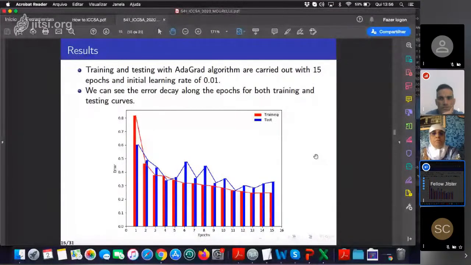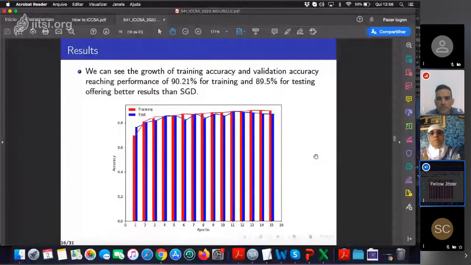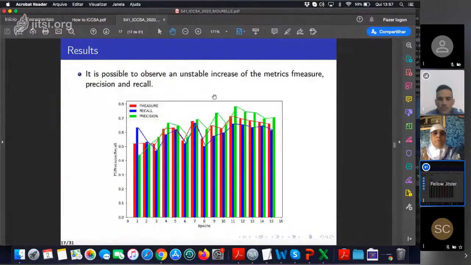The growth of training and validation accuracy reaches a performance of 90% for training and 89% for testing, which offers better results than SGD. Later on, I will show you a table that will provide all these results comparatively. It's possible to observe also an unstable increase of the metrics F measure, precision, and recall. In spite of being unstable, it's increasing, which shows an increasing hit rate.